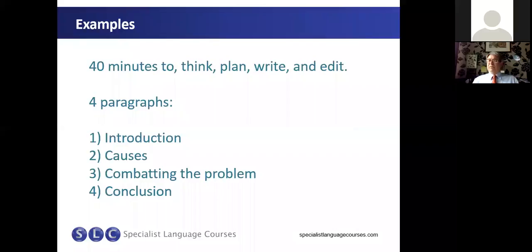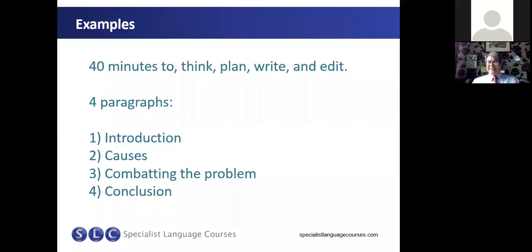I would think you'll need 4 paragraphs in this. So you have to think, you have to plan, just a few keywords is enough, write and edit. 250 minimum, probably about 300 words in 40 minutes. So I would suggest you'll need an introduction, you'll need to explain the causes of the environmental degradation, and something to solve the solution. We're not asking you to solve the whole problem, but how can we fight it? How can we combat the problem of environmental degradation? And then bring it all together with a conclusion.